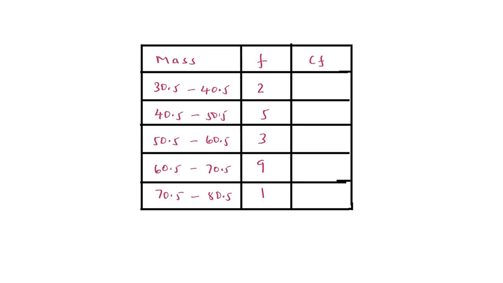Now we are going to complete the table by adding the values for the cumulative frequencies. So for the first one, we have 2. The second, we are going to take 2 plus 5, which equals 7. For the following one, we are going to take 7 plus 3, which equals 10. So going like this, the next one is going to be 19, and the last one is going to be 20. And this is the table required.